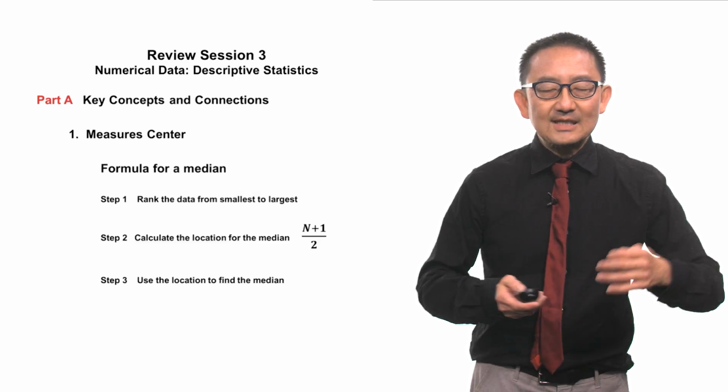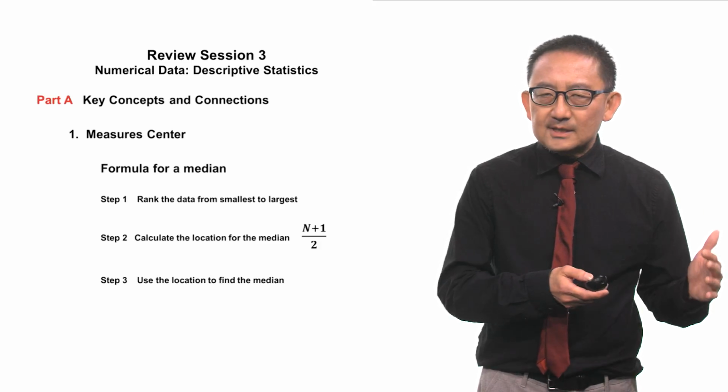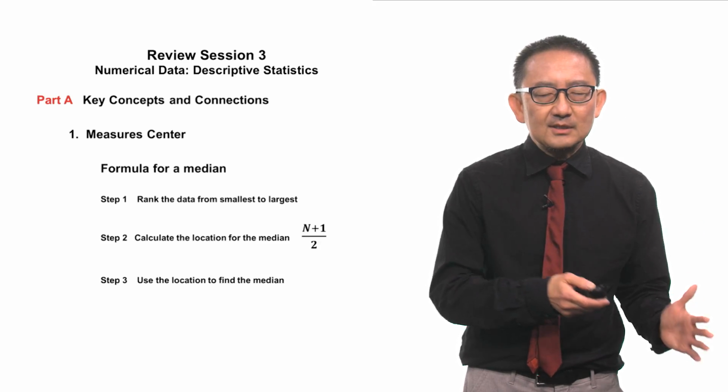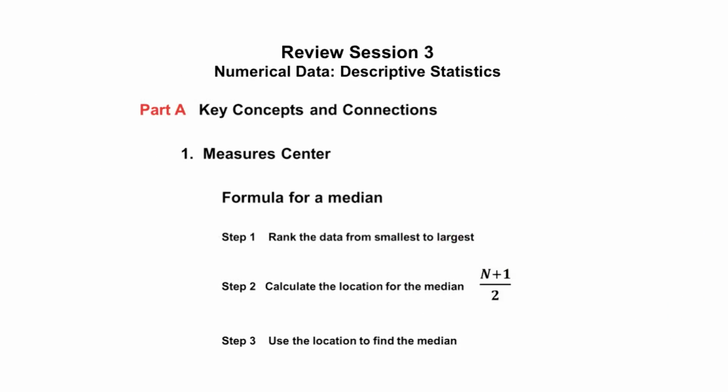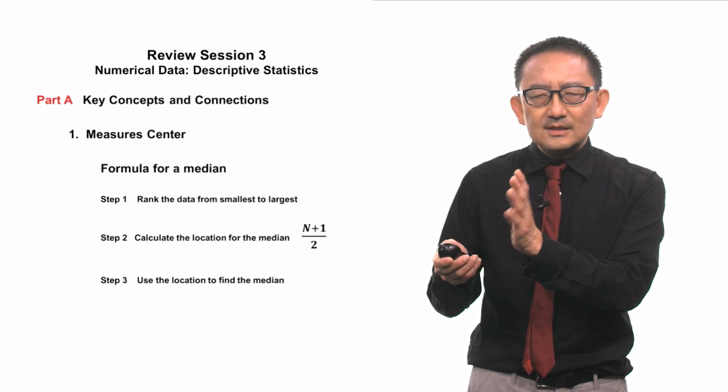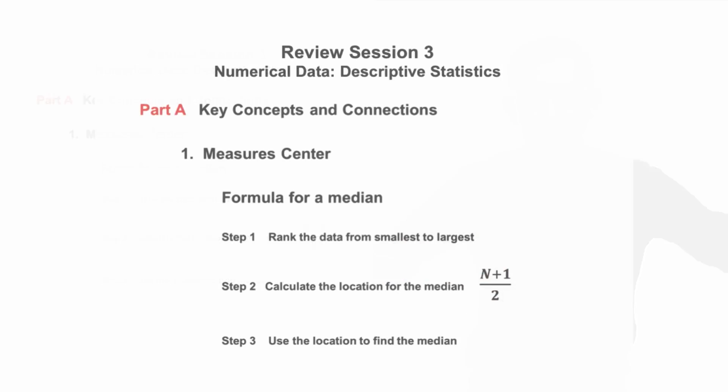So there is a formula to calculate the median. The first thing that has to be done, and this is very important, is that you rank the data from smallest to largest. If you don't rank the data, it's not going to work. Then we calculate what's called the location of the median. The location is calculated by n, the number of data values, plus 1, divided by 2. That gives you an indication of where the center is relative to the whole group of data. And then we use that location to find the precise median.